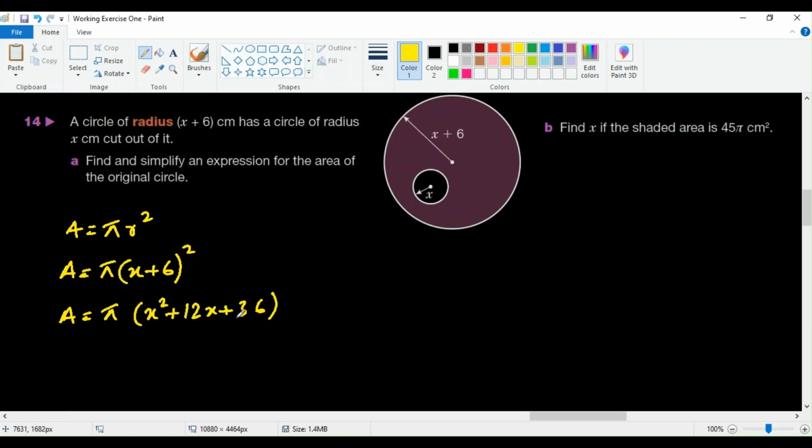Now once this circle is cut out of this, that means we should know the area of the smaller circle. So the smaller circle area is A equals pi r squared. r is x, that means x squared. That means the area of the small circle is pi x squared. Now this has to be subtracted from the original circle. So let's see how we do this.